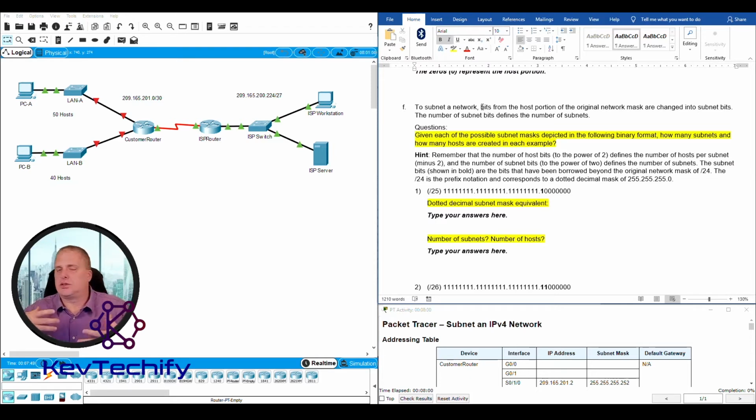The smaller networks allow us to better manage our networks. You have more control over how the network goes. It also goes to add in some security.